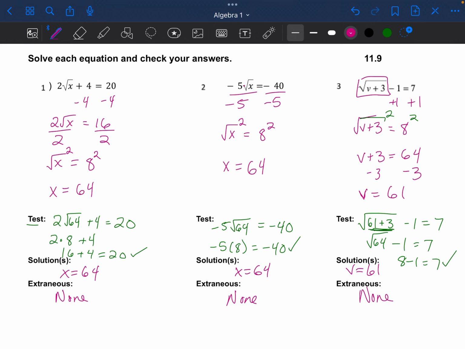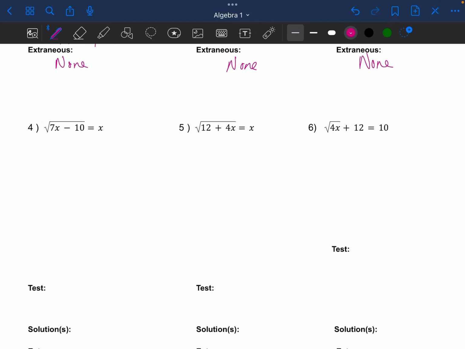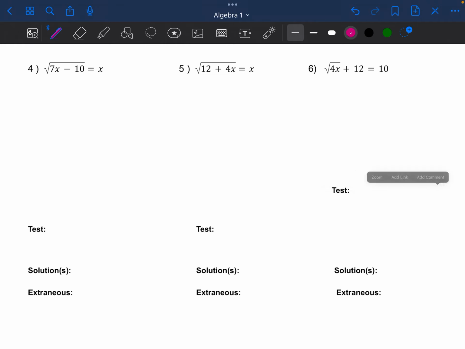But as we go to the next page, we will see the ones that do give us some extraneous solutions. All right, scrolling down. Whenever you see that you have x on either side, this means we're going to have to do something different from before. Here, the square root is already by itself. That's what we're going to deal with first, so we're going to square both sides.